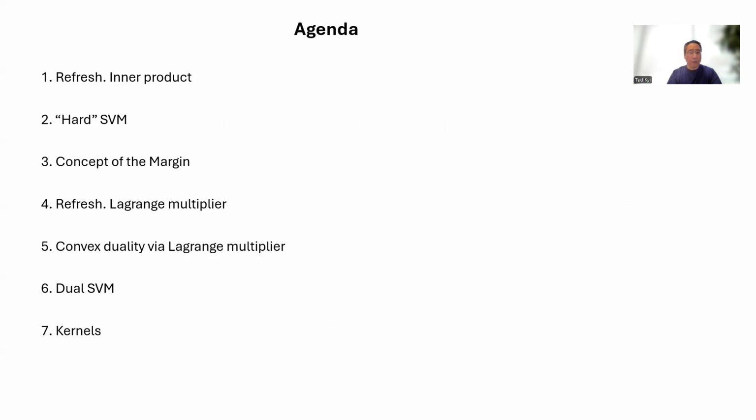So a quick refresher on inner products. We're going to talk about what they call the hard margin SVM problem, go a little bit deeper into the margin and the formulation of the problem, a refresher on Lagrange multipliers, which were covered back in the optimization chapter, whatever that was, 7, 9, something like that. That has to do with constrained optimization. And so then we'll look at this SVM problem, and we'll look at the dual using Lagrange multipliers. And then finally, we'll talk about the kernel trick.